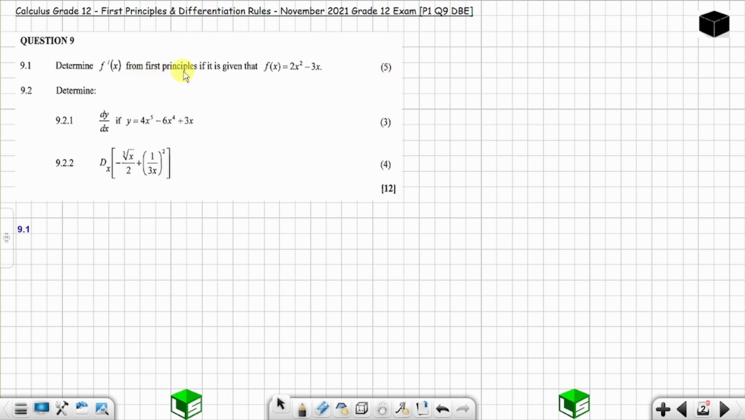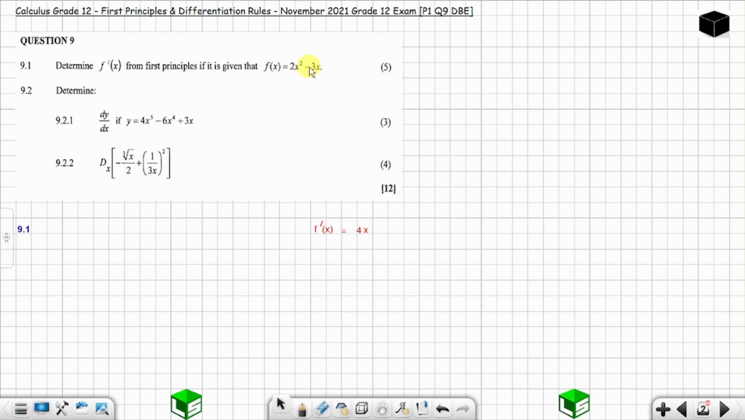If you use the rules of differentiation, this is what you are going to get. F prime of x is equal to, you have the exponent is 2 and the coefficient is 2. So you have 2 times 2, it's 4, x to the power of 2 minus 1. You subtract 1 from the exponent. Okay, you are going to have x to the power of 1, so you end up with 4x.